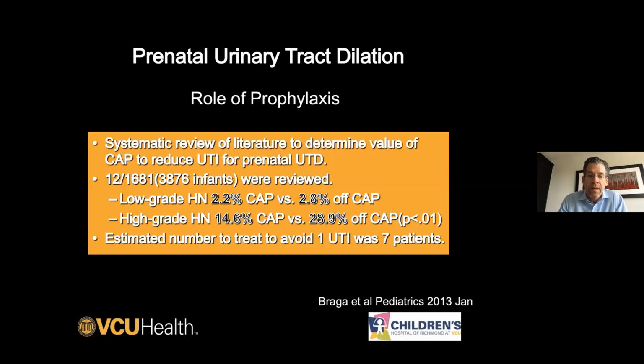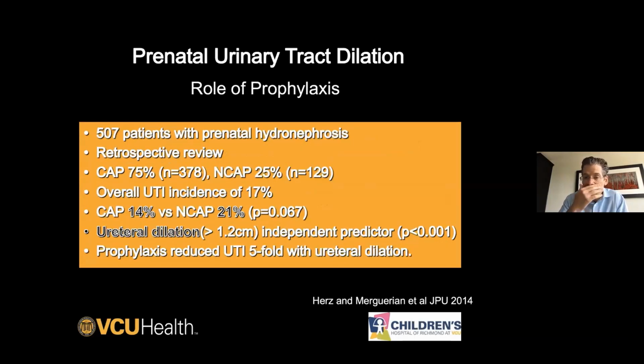However, if you looked at high-grade kidney dilation, it decreased the infection rate, cut it in half. These numbers are almost identical to the RIVUR trial, incidentally, for those with reflux. Other studies have looked at this. This is a retrospective study of Dan Hurst, Paul Magurian before they left Dartmouth. They looked at about 500 patients retrospectively.